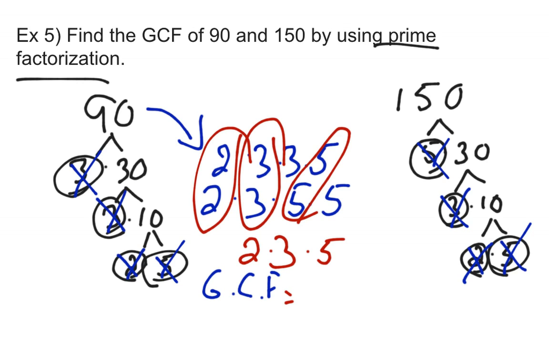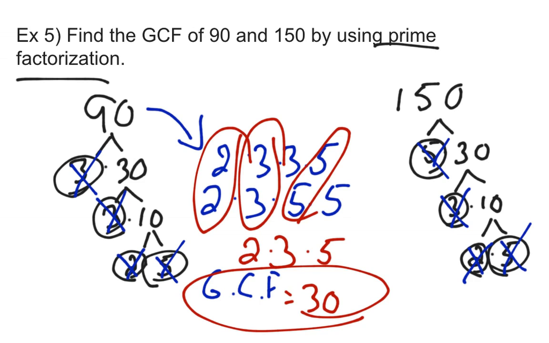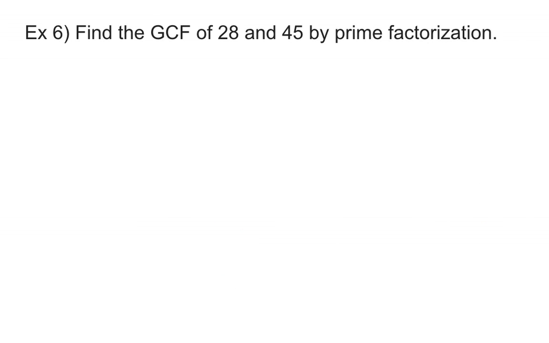2 times 3 is 6. 6 times 5 is 30 for our final answer. GCF is 30. Last problem of the day here. Find the GCF of 28 and 45 by prime factorization.